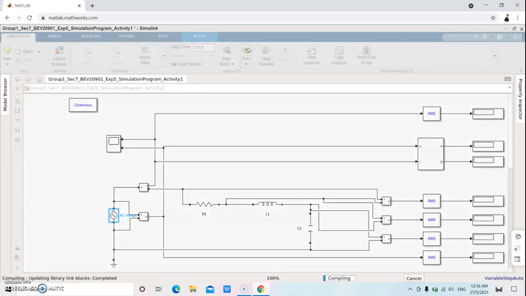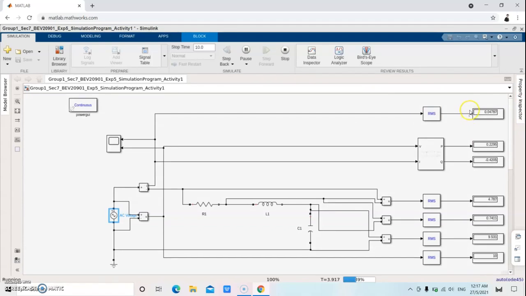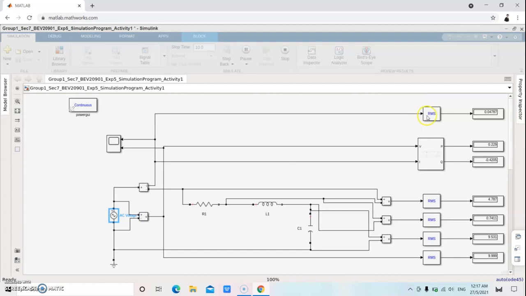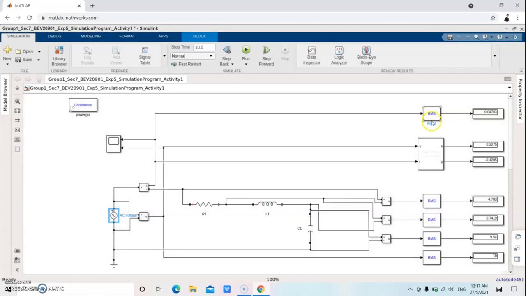Since the simulation takes some time, we need to wait until all the meters get the stable data. And before all the meters, we need to put the RMS, because the table in the lab sheet given needs the RMS, all the readings in RMS, so that we record it down, and then we repeat the step again, which is we change the voltage supply. We just change it from 10 to 20.